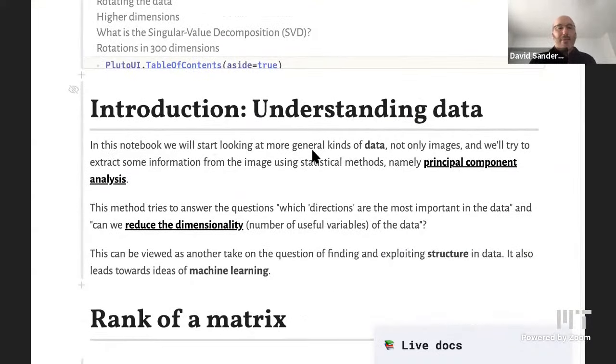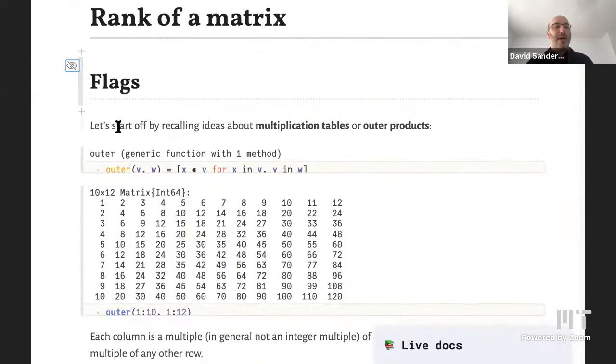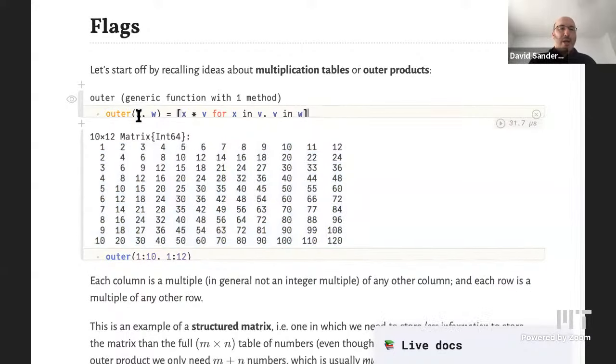We want to understand some data in some way. And so we were looking at this kind of matrix, and you'll be looking at this in the homework as well, which I think is going to be released very shortly. So we were looking at outer products. And what is an outer product again? It's just a multiplication table. So if we look at the first column, we have the numbers from 1 to 10. And then in the second column, we have 2 times that same first column. And in the third column, we have 3 times the same first column. So basically we have the same information, if you like, in each column of the matrix.